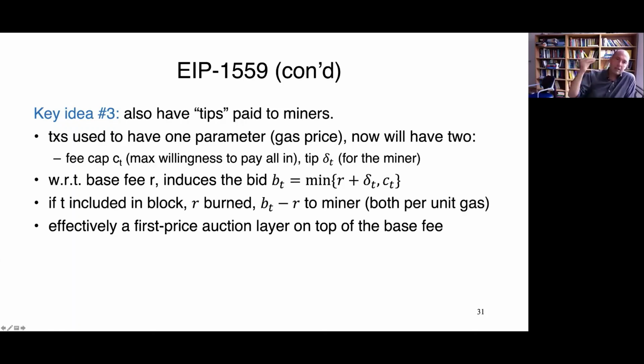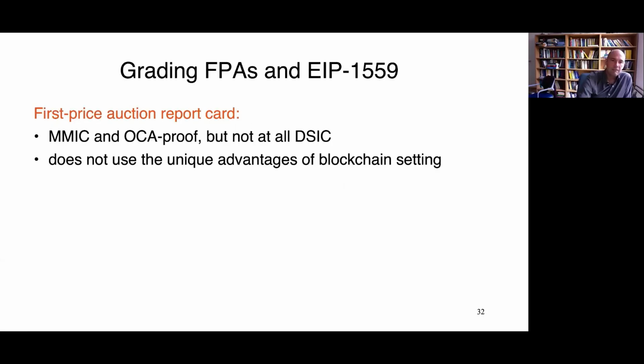So in effect, for a given base fee, a user is bidding either the base fee plus the extra tip it's willing to pay the miner, or its fee cap, whichever is smaller. So that's the bid induced by the choice of the fee cap and the tip with respect to a given base fee. And then as always, the revenue from the base fee, the R, gets burned. Whatever's left over, either the tip or the residue, is going to be directed to the miner. And again, I encourage you to think of this as a little mini first price auction layered on top of the base fee.